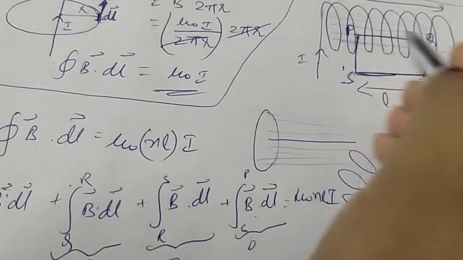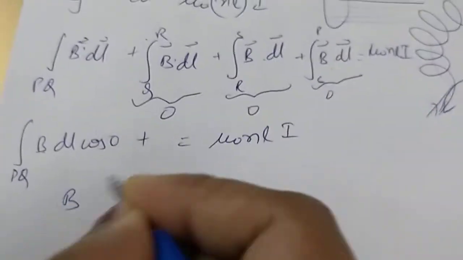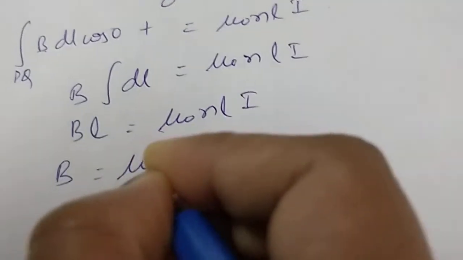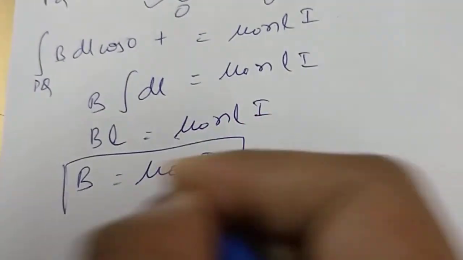From here to here the magnitude of B is the same, so I can take B outside. It becomes ∮B dl = μ₀NLI. Now the integral of dl will be the length from here to here, which is L. So it becomes B L = μ₀ N L I. L and L cancel, B = μ₀NI. This is the expression for the magnetic field.